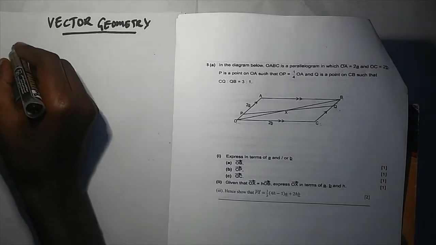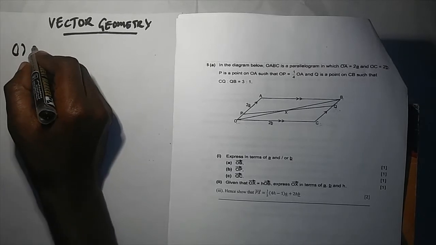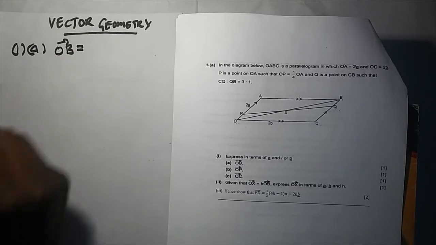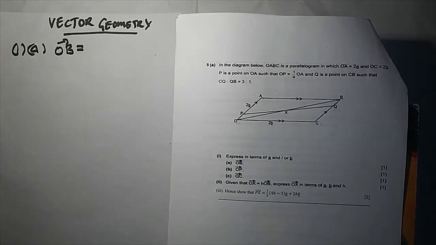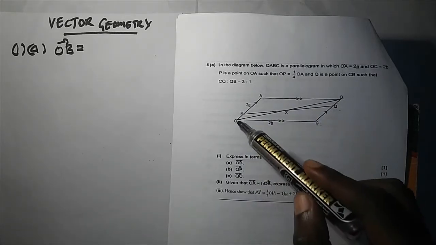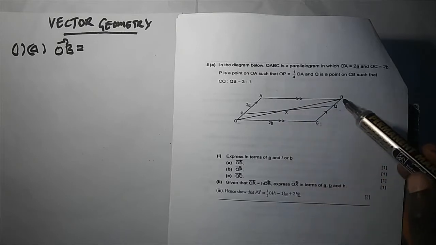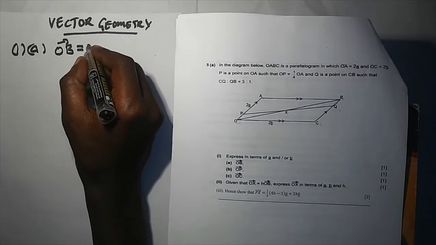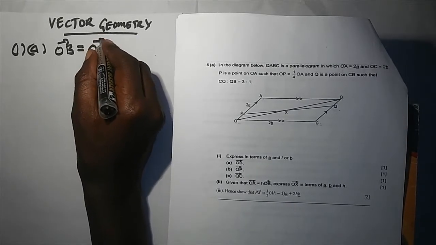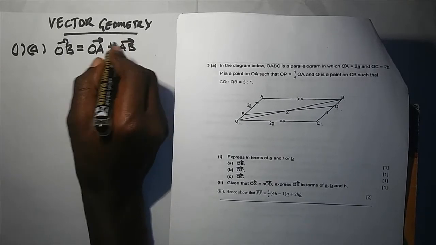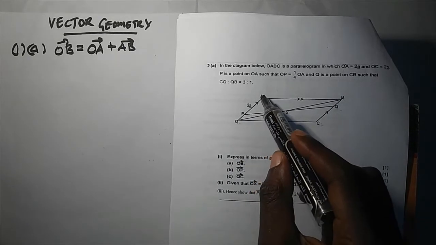So our question, which is question 1A, says find OB. The first thing that you do here, since you are finding OB, is to write the formula for OB. To move from O to B, there are two ways in which we can go. We can either move from O to A and then A to B, or we can move from O to C and C to B. So I'm going to use the route OA plus AB. Okay, so from O to A and A to B.